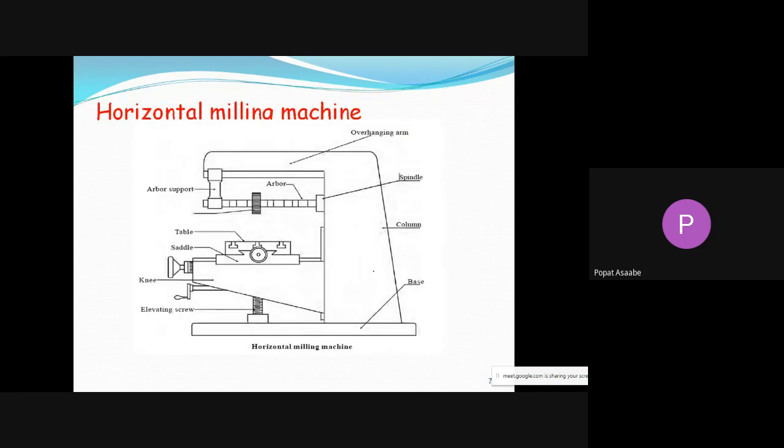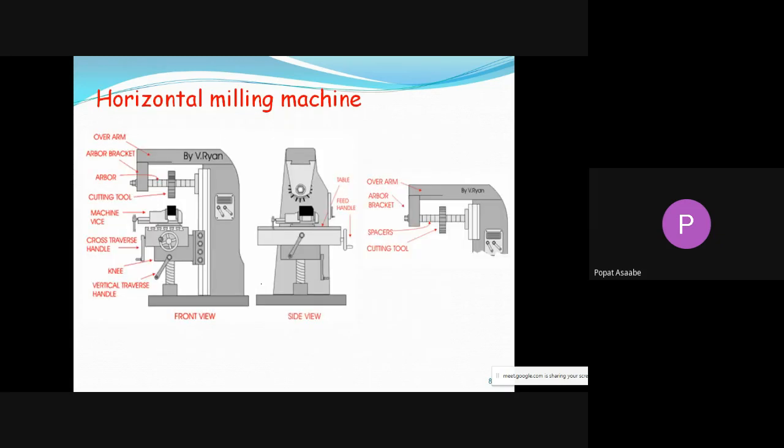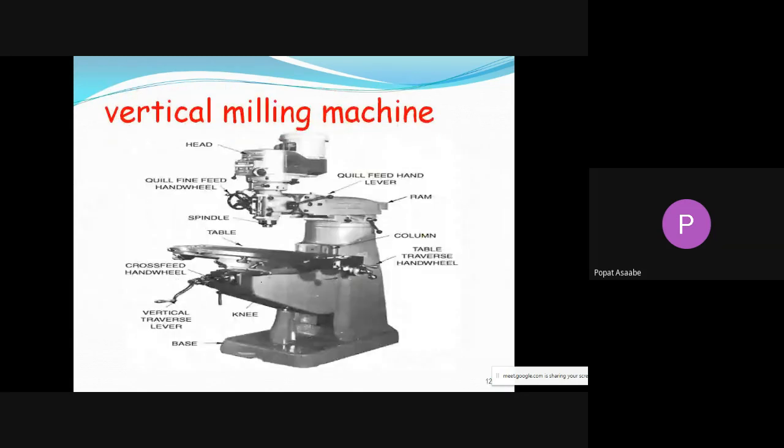Again see, this is the construction and working of the horizontal milling machine. The base is made of cast iron, and the column consists of all the driving mechanism. See here, the arbor is horizontal, the cutter is on the arbor, this is the workpiece, and this is the knee. Simple, we know that.